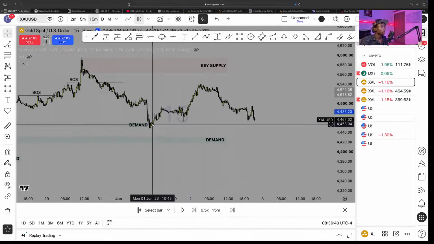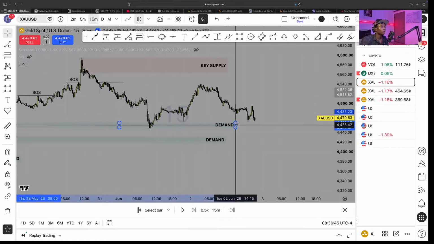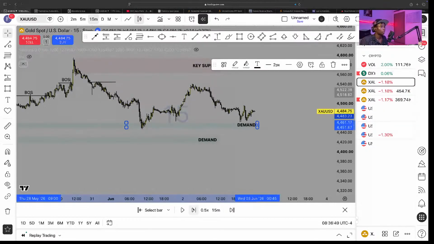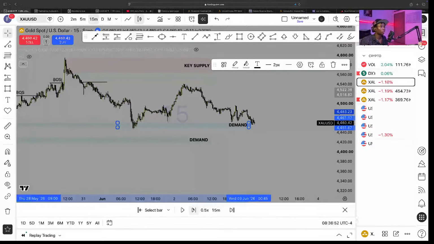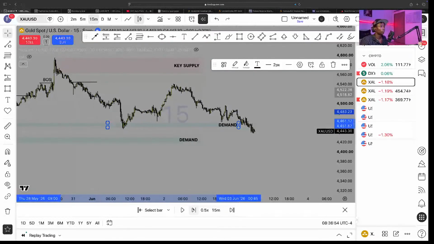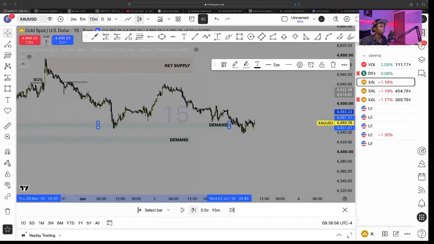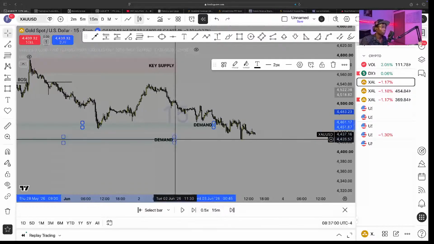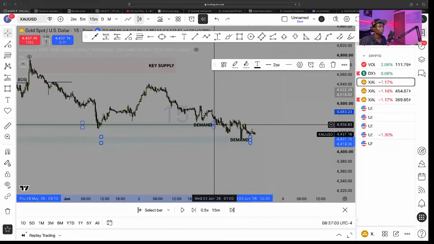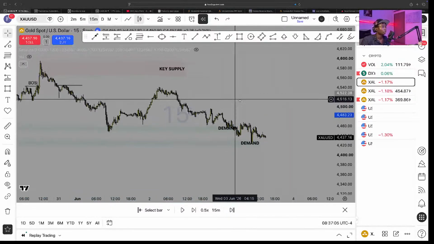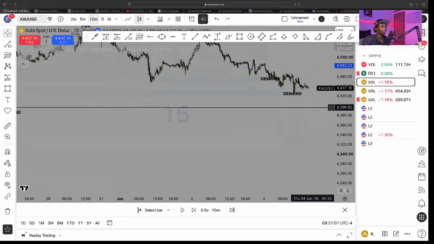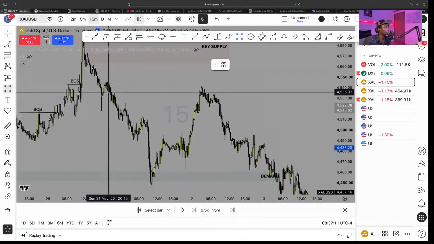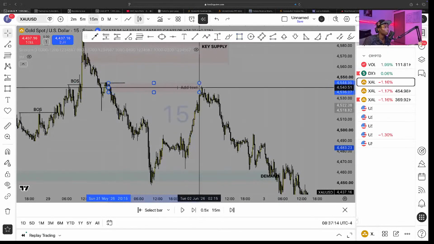So let me extend this demand so that you guys can see what's gonna happen when price gets back to that demand. That demand was tapped already. So let's see. You guys can see how price broke through this demand. I think this demand rallied to a supply. Let me check if we have a supply zone at this point. Yeah, we had a supply zone at this point.